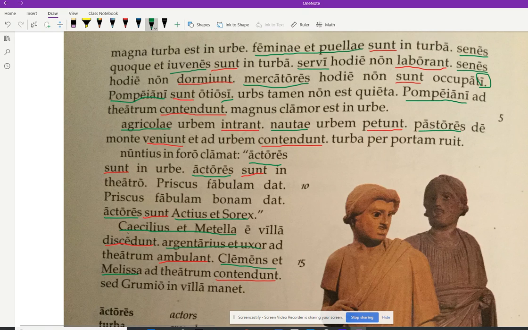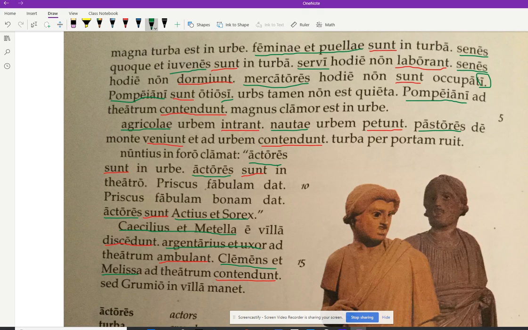Nuntius in foro clamat. So the messenger shouts in the forum, actores sunt in urbe. Actors are in the city. Well, people must know that already, but he's shouting it. Actores sunt in theatro. The actors are in the theater. Well, that's not surprising. That's right where I go to look for them. Priscus fabulam dat. So Priscus is giving a play. He's putting on a play. That's what we're saying here in English, probably, right? And then, wait, that might not be good enough. He has to say Priscus fabulam bonam dat. Priscus is putting on a good play. Oh, a good play. Well, in that case, maybe we'll go watch it.